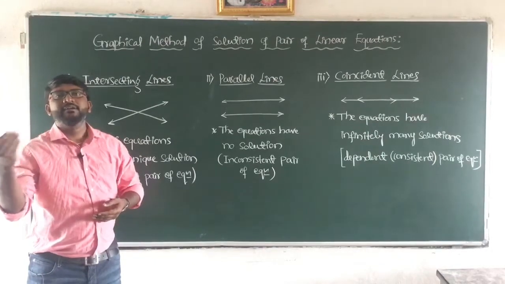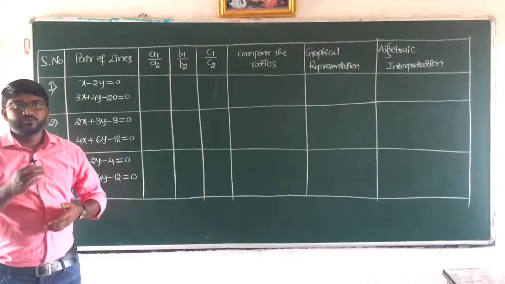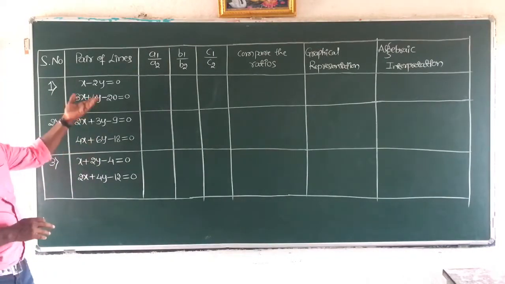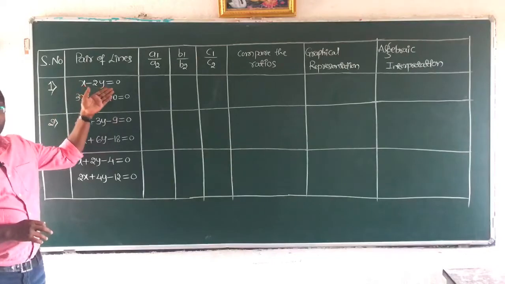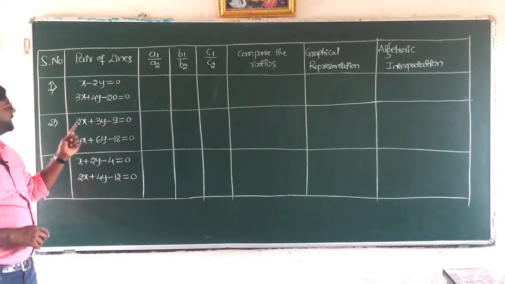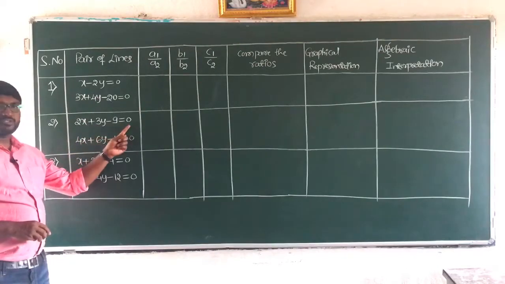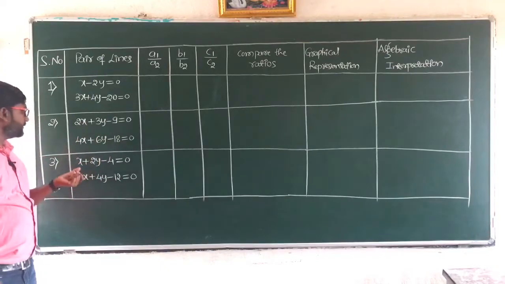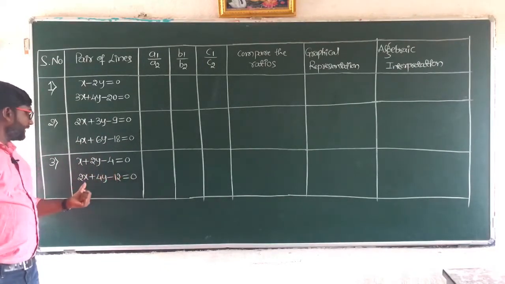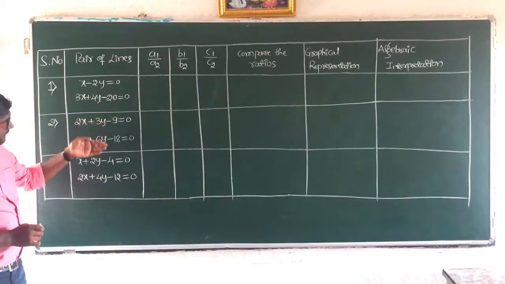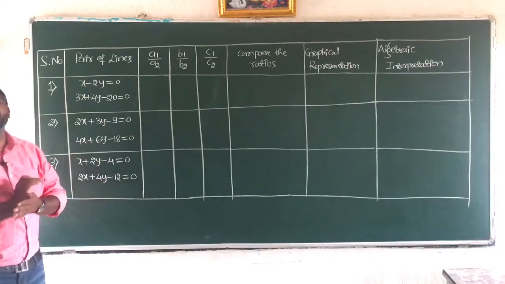These are the three cases. In the next concept we will take up three examples, and note down their ratios. Here I have taken three pairs of linear equations. The first set is x minus 2y equal to 0 and 3x plus 4y minus 20 equal to 0. The second set is 2x plus 3y minus 9 equal to 0 and 4x plus 6y minus 18 equal to 0. The third pair is x plus 2y minus 4 equal to 0 and 2x plus 4y minus 12 equal to 0. These three are example problems of exercise 3.1.